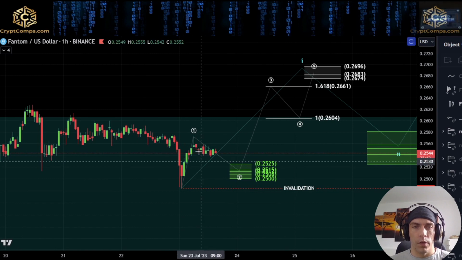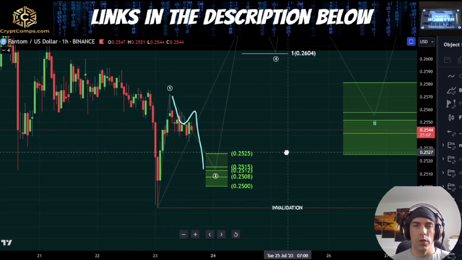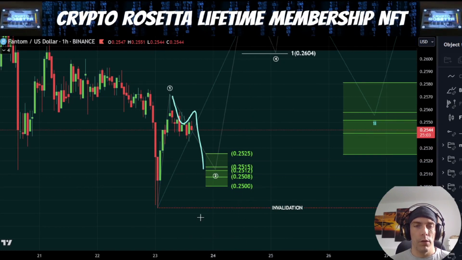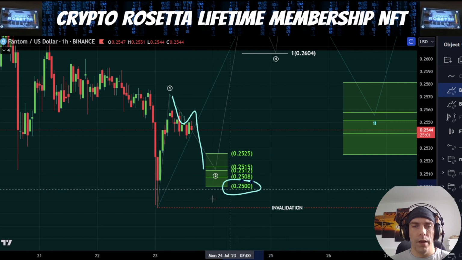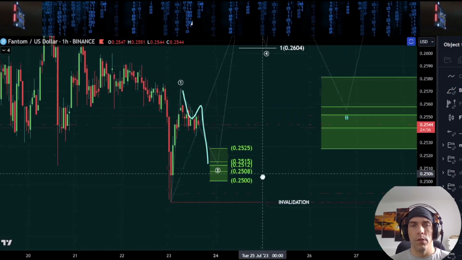What we'd want to see is a 3-wave move to the downside here, looking to hold support in this green box area, which would be this 25.25 to this 25 cent region. Losing 25 cent would make it less likely that this is going to play out, and invalidation would come by crossing down below this 24.84.